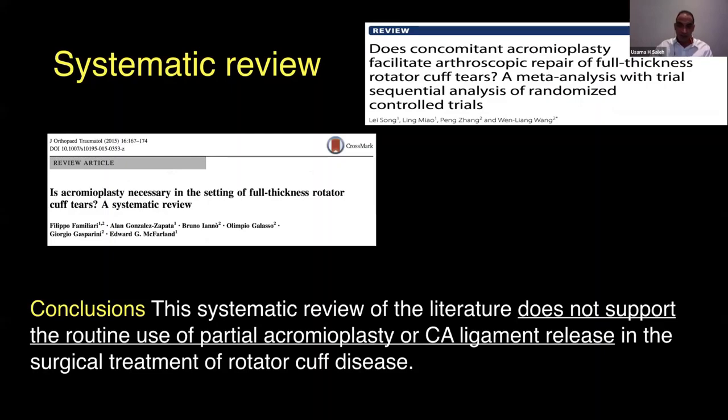But the people who still believe in extrinsic factors and believe that we should do acromioplasty can easily criticize all of these articles. All of them have a very short follow-up, less than 4 or 5 years.